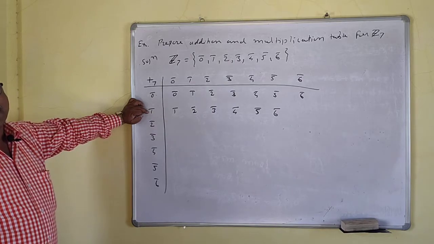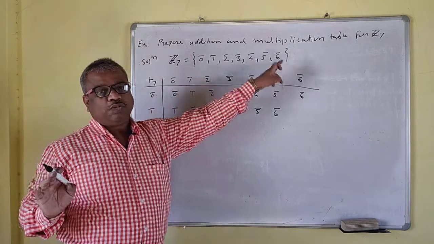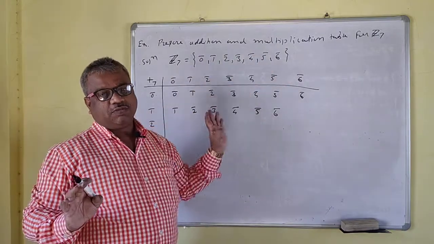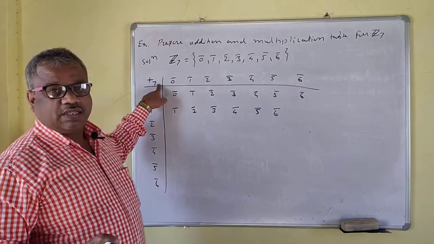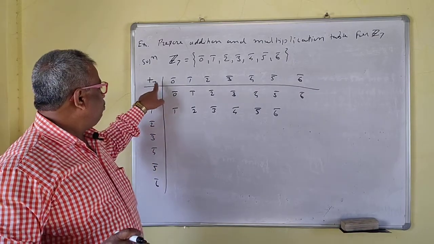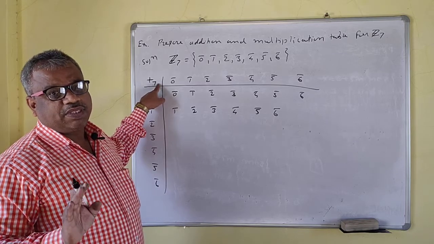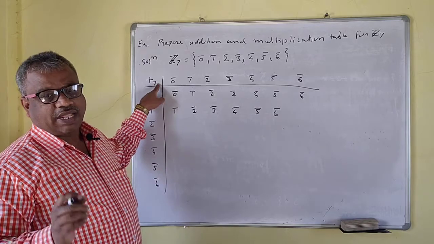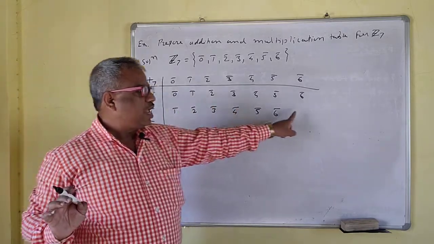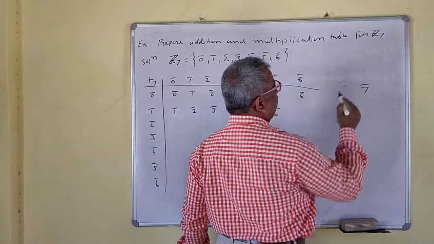So don't write this as 7 bar. Your value should lie between 0 bar and 6 bar only. So now 7 bar, divide 7 by 7. We are doing this addition modulo 7. That means if your number is 7 or bigger than 7, just divide that number by 7 and take its remainder. So this is 7 bar, no problem, but don't write 7 bar here.